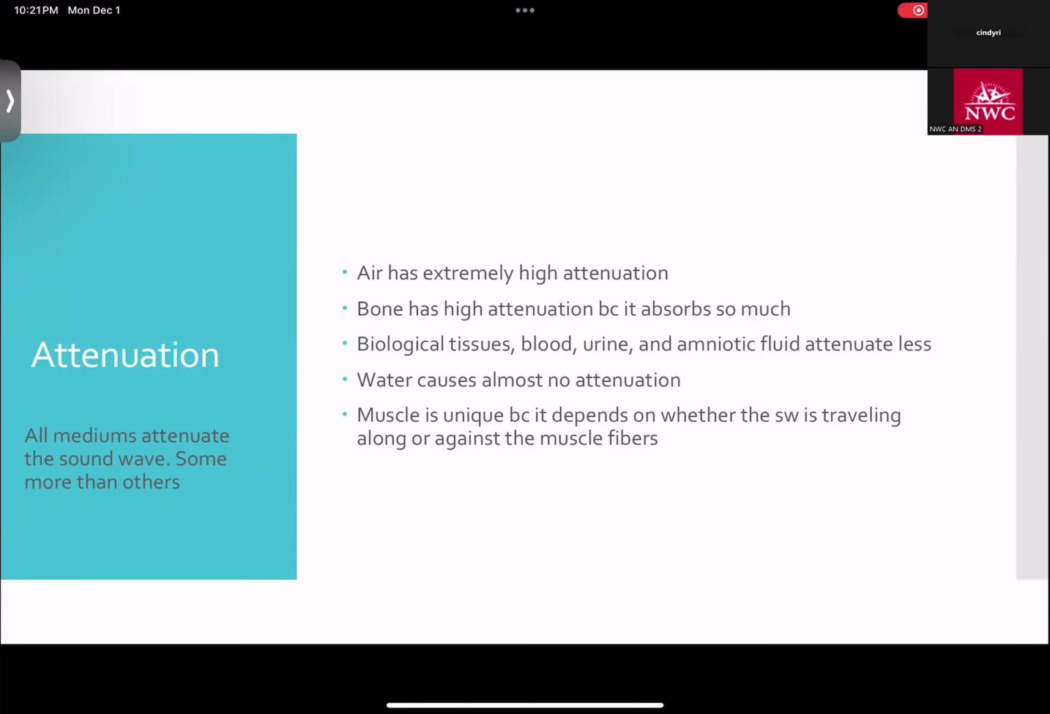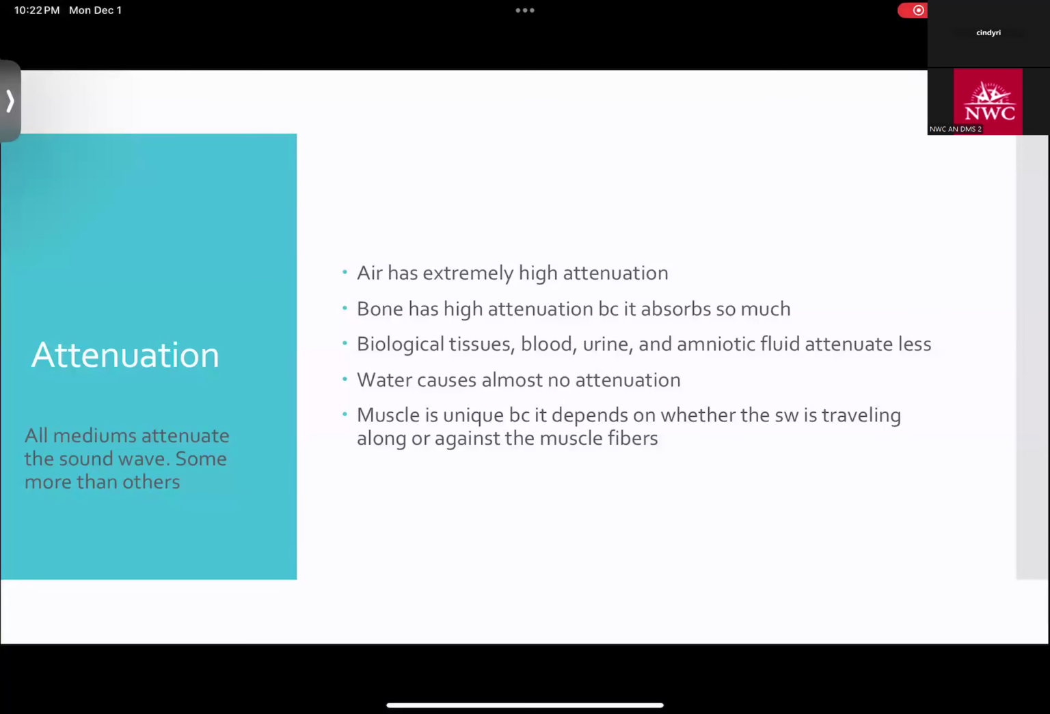Okay, so we've talked about attenuation a lot in chapter 3, but now we're just going to add some more pieces of information about attenuation. So air has a very high attenuation rate. That is why, if you think about what attenuation is, it's the weakening of our sound wave. It's a decrease in amplitude, power, and intensity due to absorption, reflection, and scattering. So our sound wave is getting weaker.